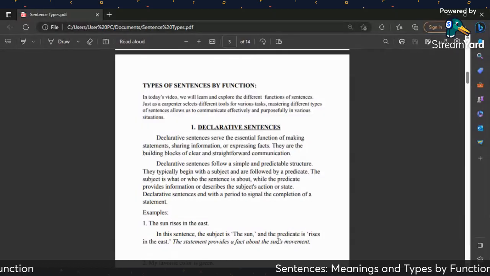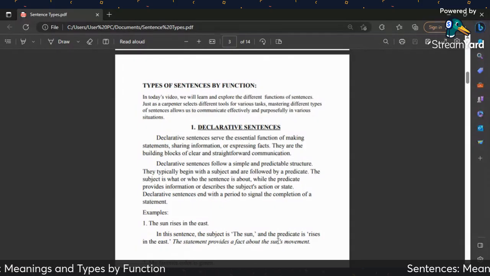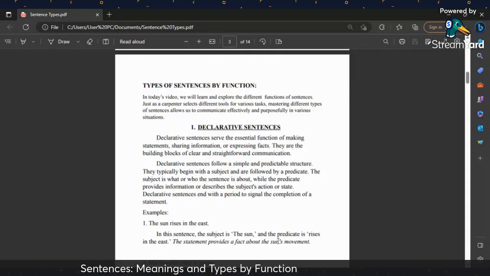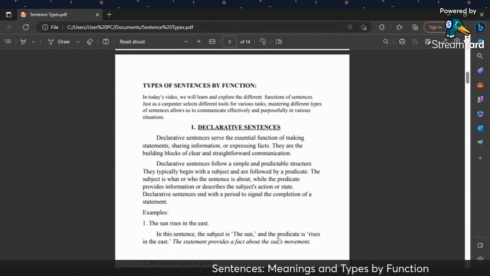And you need to master these forms of sentences if you want to put out your words, if you want to put out your thoughts in an effective manner. In simple words, if you want to communicate effectively, you need to take note of your sentences usage by function. We have four different functions that a sentence can perform.